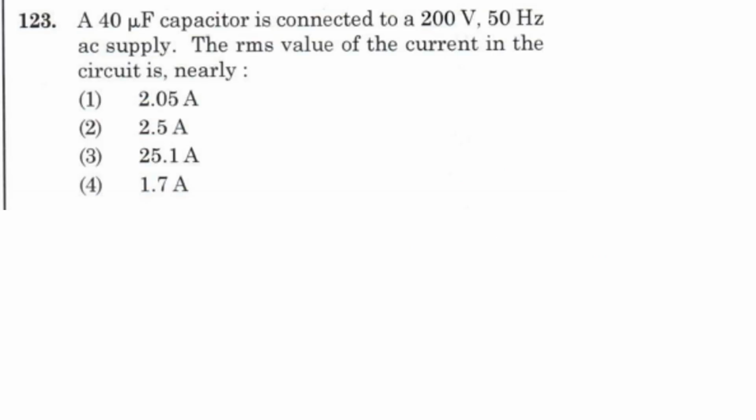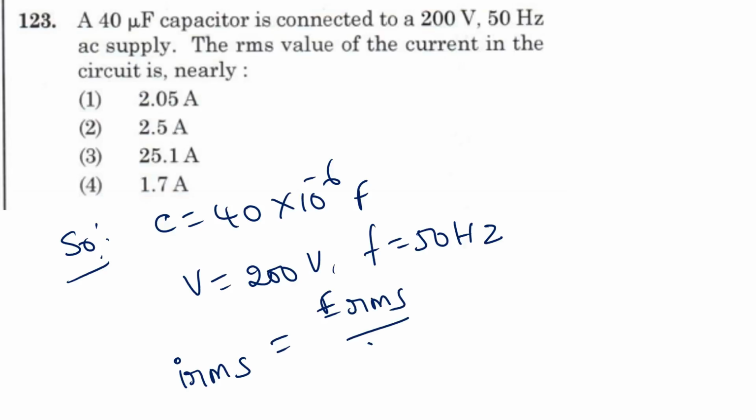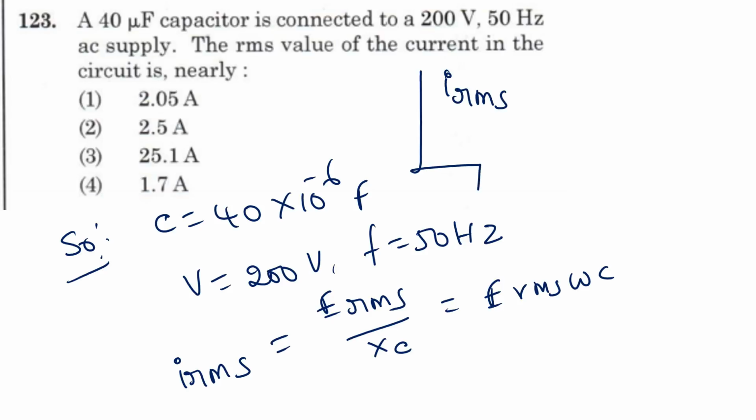Next let us go to the question number 123. In this question they given C is equals to 40 microfarads. C is equals to 40 into 10 to the power of minus 6 farads, and connected 200 volts and frequency 50 hertz they given, and IRMS is equals to ERMS by a current, that is equal to ERMS into omega into C. After substituting here I am writing the solution. IRMS is equals to 200 into 6.28 into 50 into 40 into 10 to the power of minus 6.